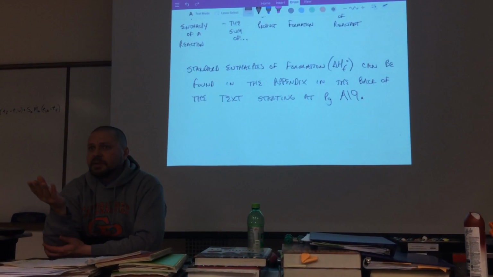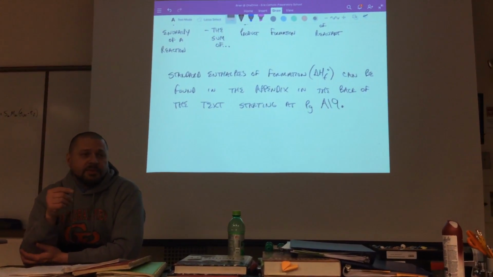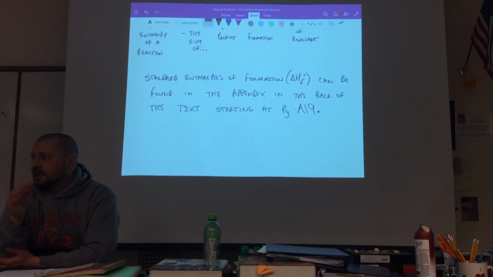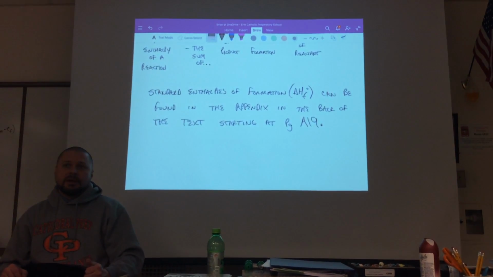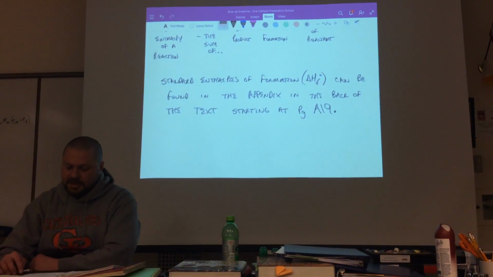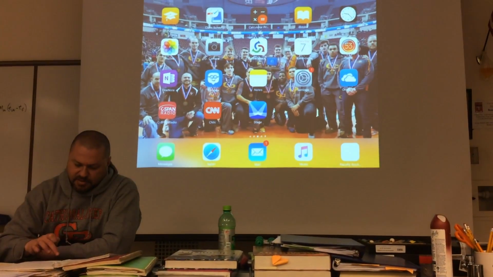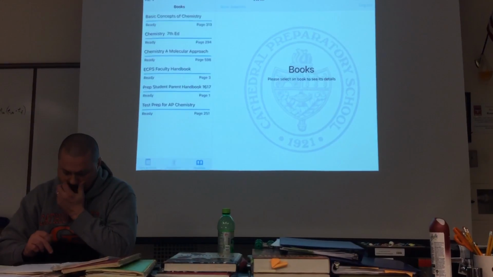I think it's cumbersome. But with a textbook, I would personally take a sticky note and put it on page A19, so whenever I want to look up a value, I can get to it real quick and save myself some time. So I'm going to go to my textbook now and we'll look at page A19 and see what we see there.